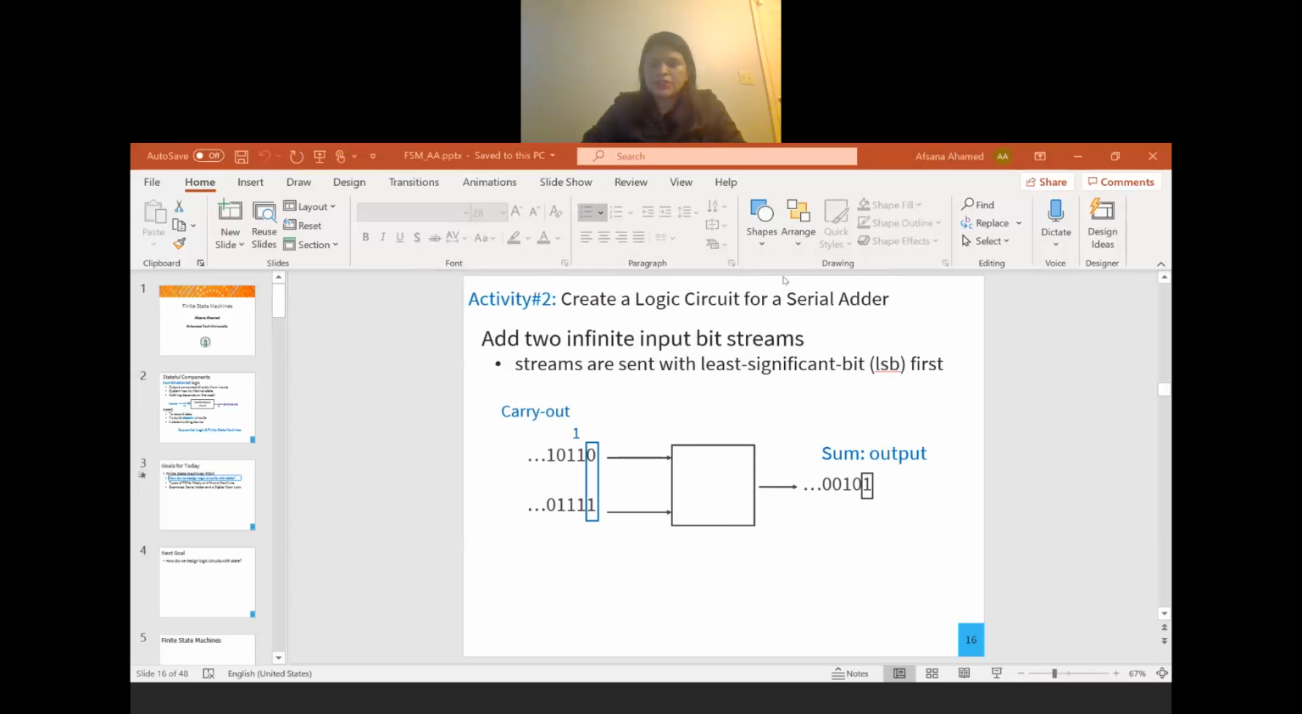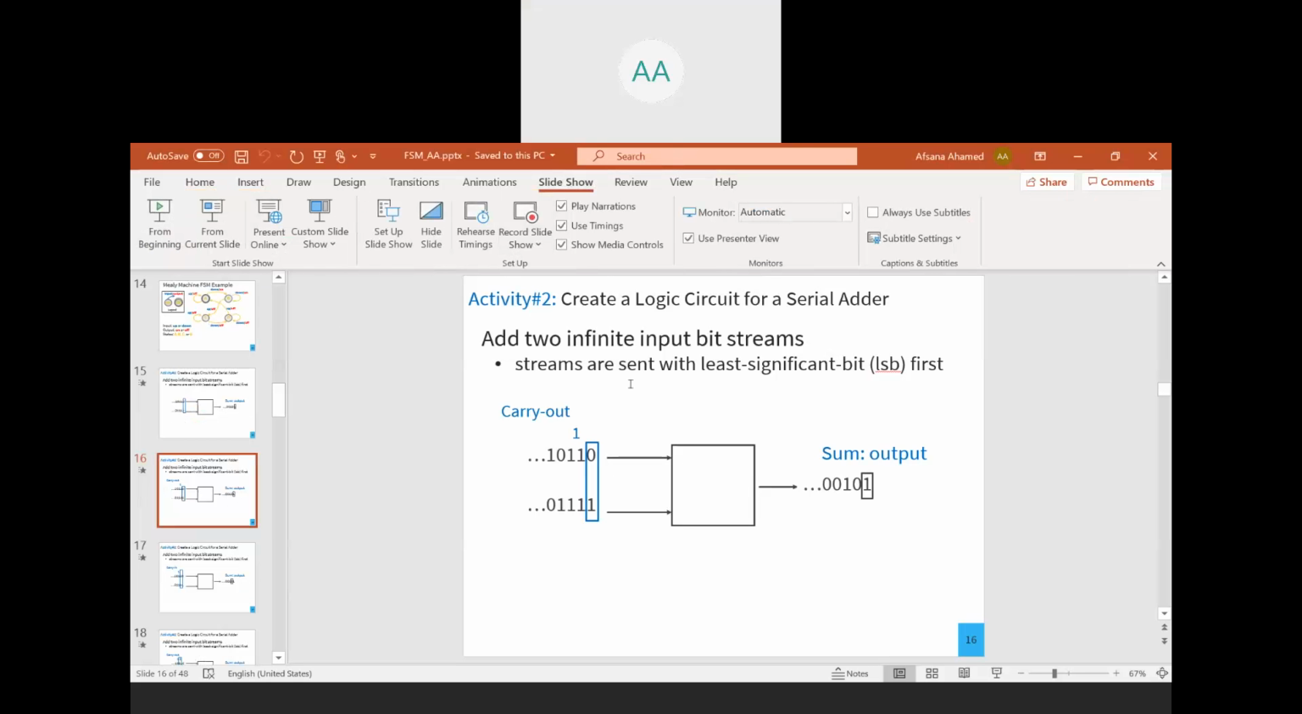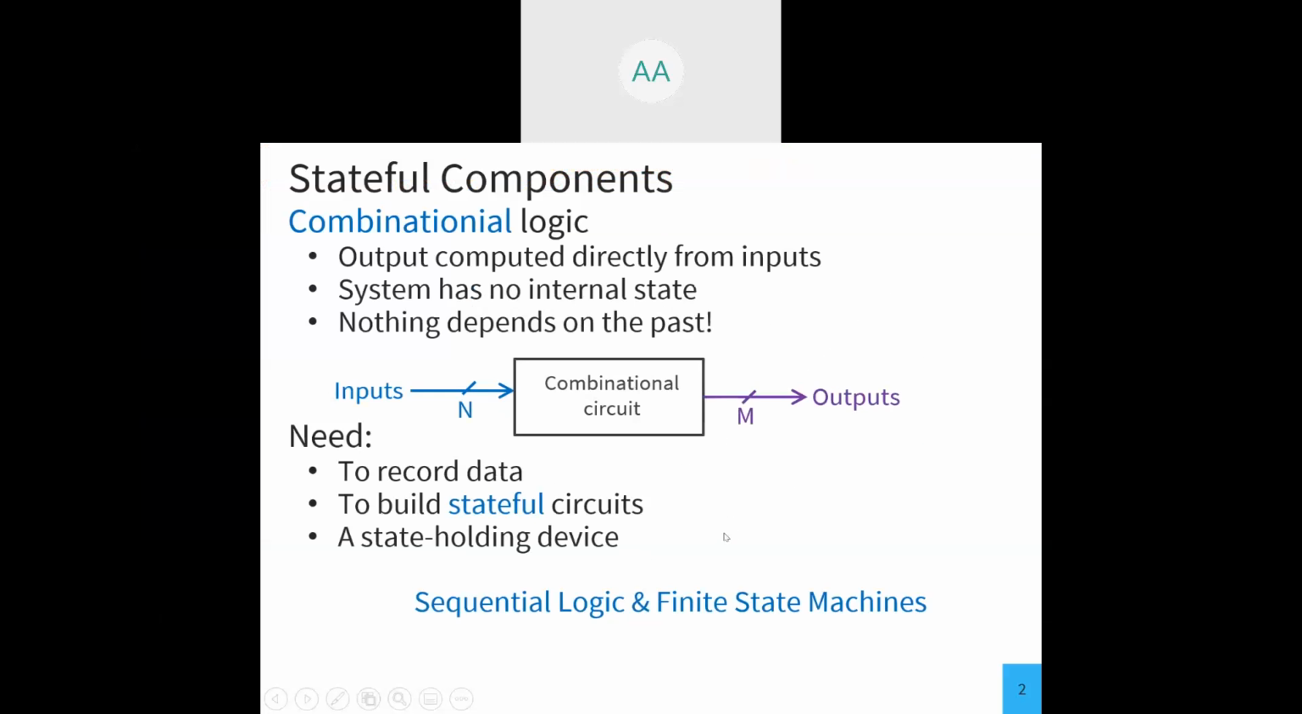Hi guys, today's topic is finite state machine. So let's start with the topics. So this is the finite state machine.